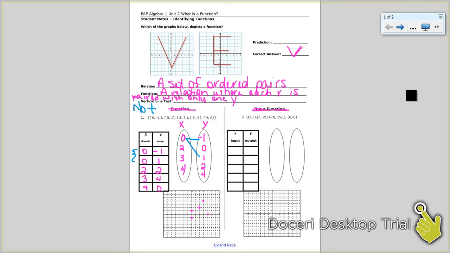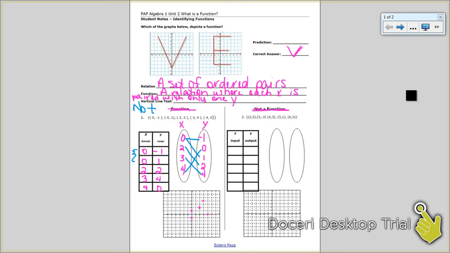It said that it was lying. It's not a function. So let's finish our map. We know that 2 is paired with 2, 3 is paired with 4, and this 4 is paired with 0. And so now I can see how everything is related, and I can tell just by looking at that mapping whether or not I have a function because of that 0 being paired with more than one number.